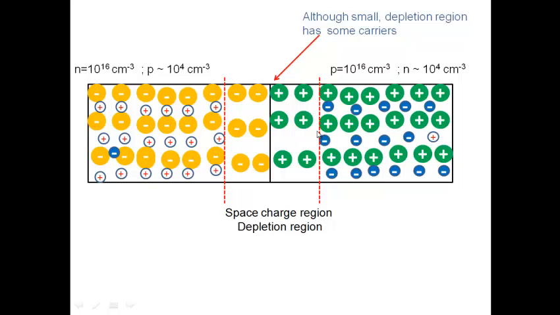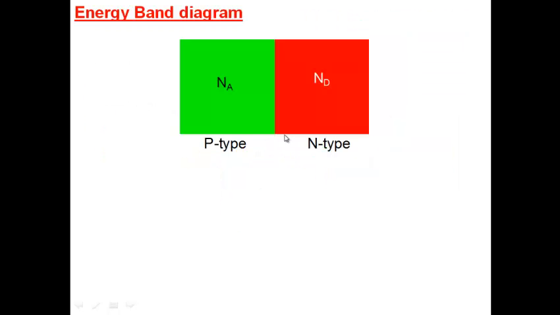There are holes here. It's not that they're not there in this region. There are holes here, except we say that in this region the hole density is small compared to the acceptor atoms here. Okay, so that's what we mean by it being depleted of holes, not that there are no holes or no electrons here.